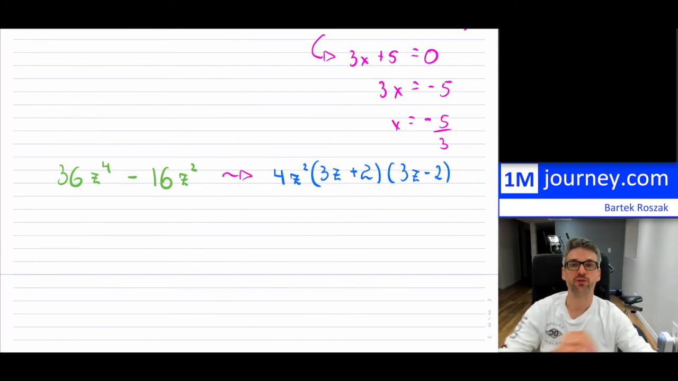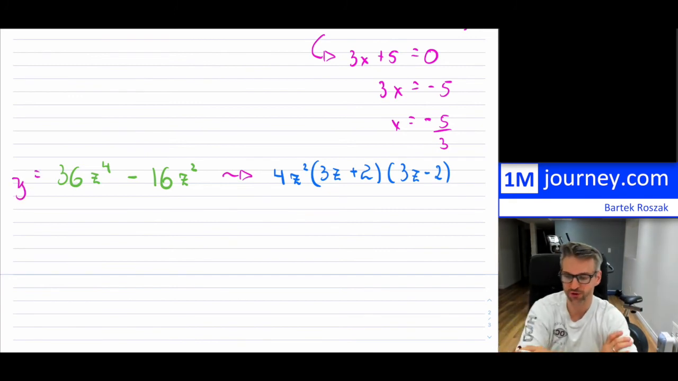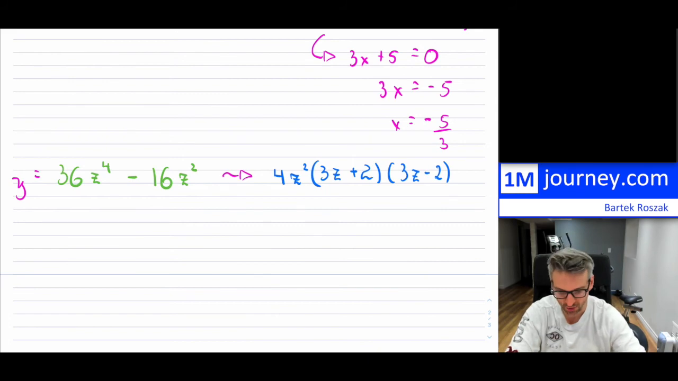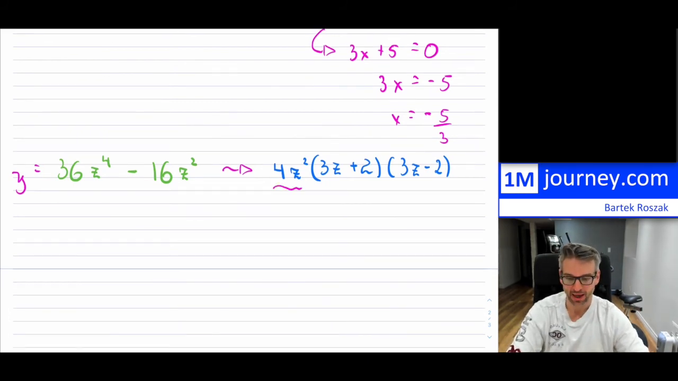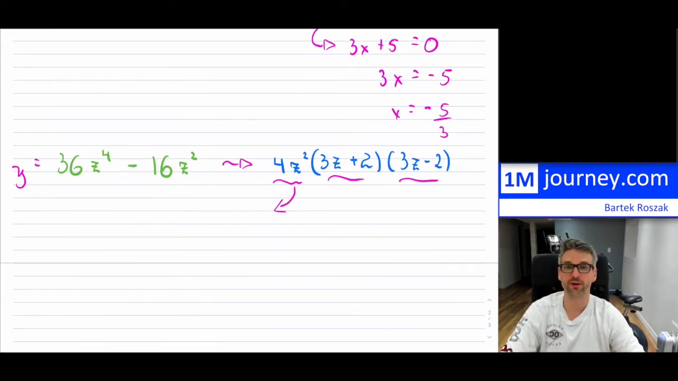But the main idea is, what does this thing mean? What would you think if you were thinking about these factors? First of all, how many roots are there if I set this to y is equal to 36z to the fourth minus 16z squared? Notice I factored out the 4 and the z squared, and then I have two of these, which looks like a difference of squares, because it's 3z plus 2 and 3z minus 2, which indeed is a difference of squares.